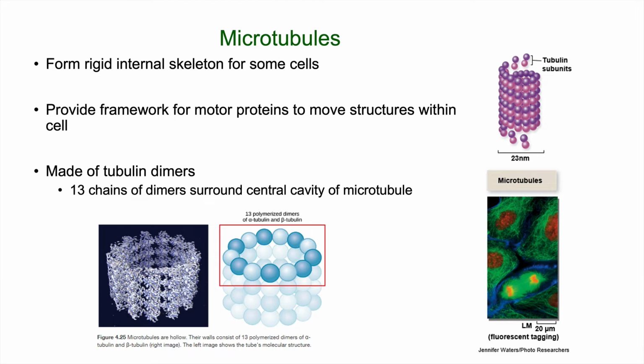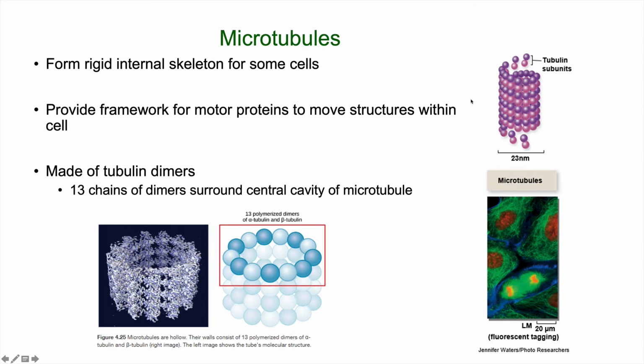Microtubules help form a rigid internal skeleton. Not all cells are going to have as many. They're formed of tubulin subunits, which coil around, and you can kind of see where the tubulin's a dimer made of two different polypeptide chains. And then as it links together, it forms this hollow tube.